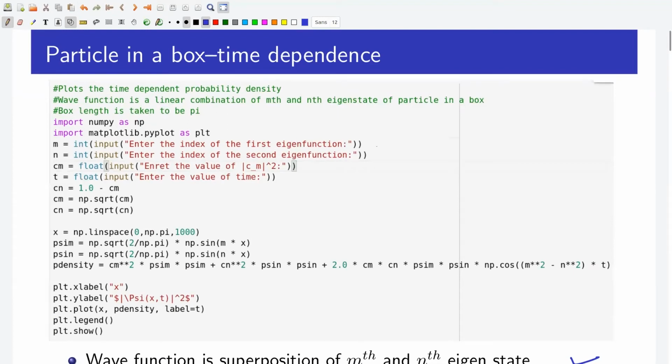In this code, the user has to define the value of m and n here. The user also has to mention the value of Cm square. The value of Cn square is calculated in this step. The user also has to mention the time at which the probability density is going to be plotted. Then we define the wave functions here and the probability density is defined here. Finally, we plot the probability density here. Let us look at the code and see a few examples.